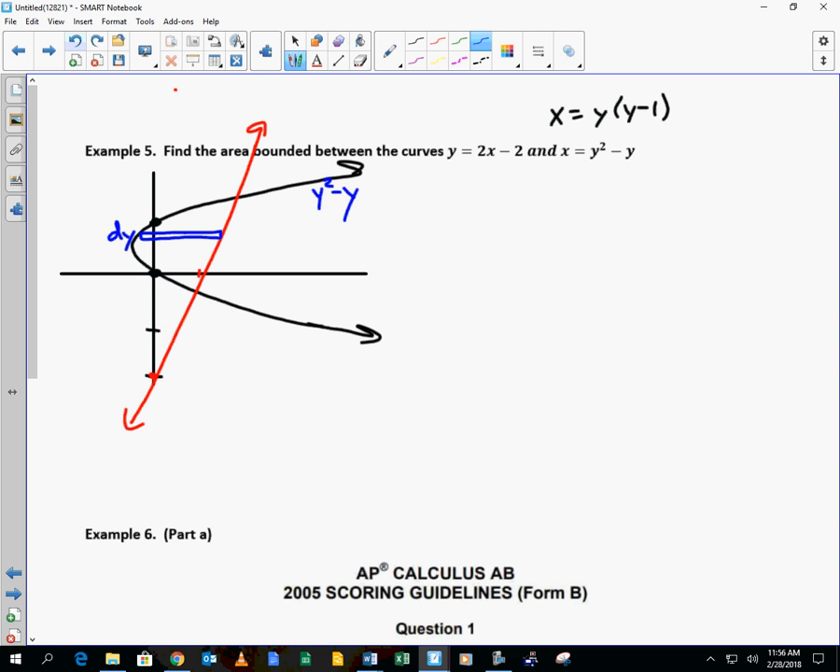Good idea, but no. Solve for y. Very good. So we are going to add the 2. y plus 2 is equal to 2x. Divide by 2, and 1/2 y plus 1 is equal to x. So this line right here is 1/2 y plus 1. So now instead of identifying the top and the bottom, we're identifying the right and the left. The right function, 1/2 y plus 1. The left function, y squared minus y.